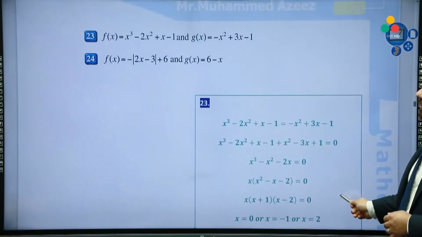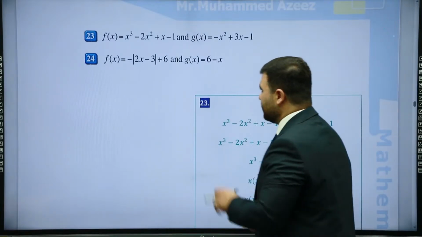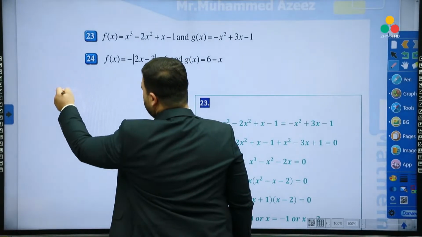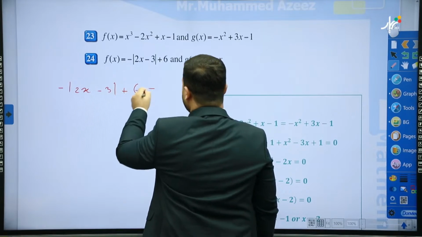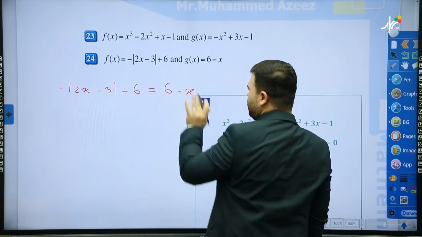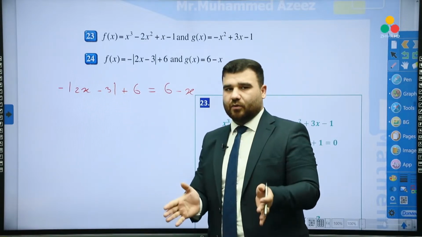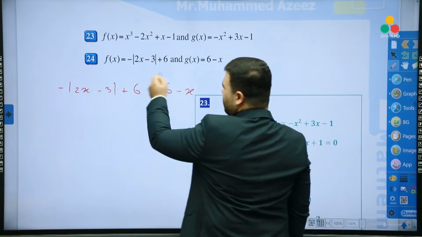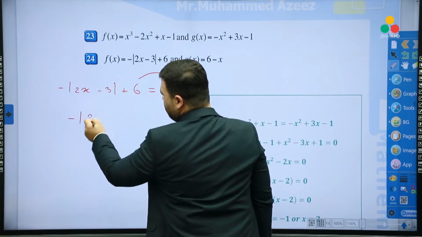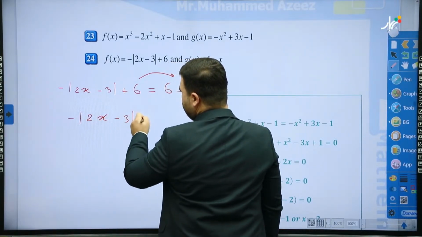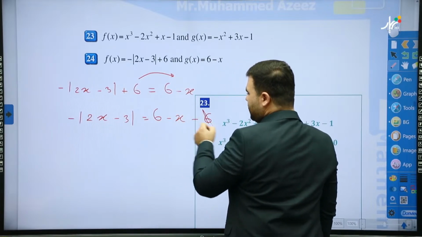This one is absolute value. Now I'm sure you can do it. Let me simplify the equation and the solving for you. Negative absolute value 2x minus 3 plus 6 equal to 6 minus x. This is step 1. Since there is absolute value, this absolute value should be completely alone on one side. Then this 6 should go to the other side in order to have the absolute value alone. Negative absolute value 2x minus 3 equal to 6 minus x minus 6. Then 6 cancels 6.